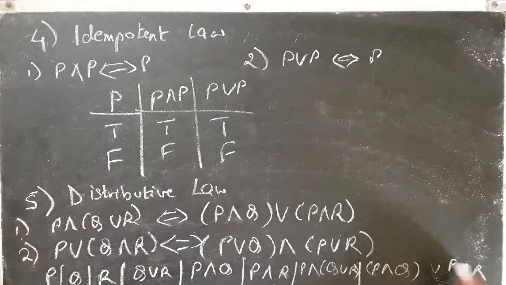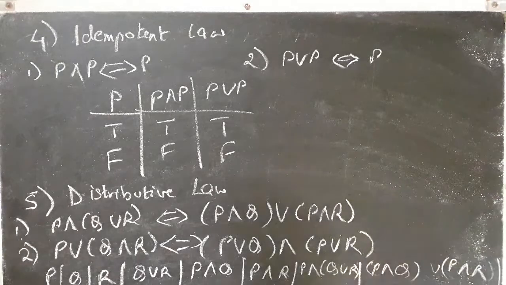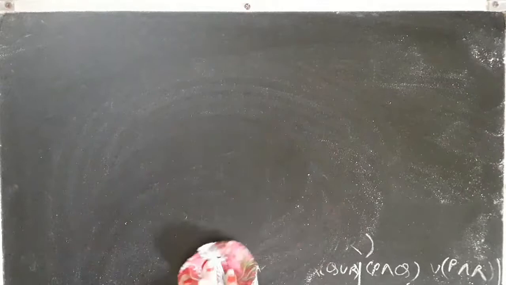We will see that if we make the truth table for this, the truth values of this one and this one are always the same irrespective of the truth values of the components, and then we can prove the distributive law as well. I leave this to the viewers as well. However, if you still need help in this one, then you can drop it in the comment box.